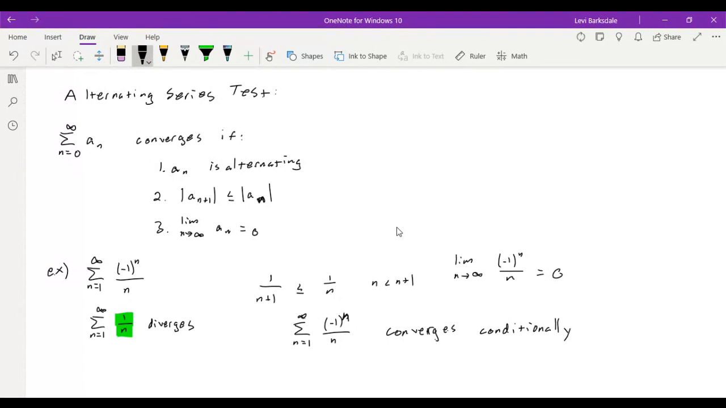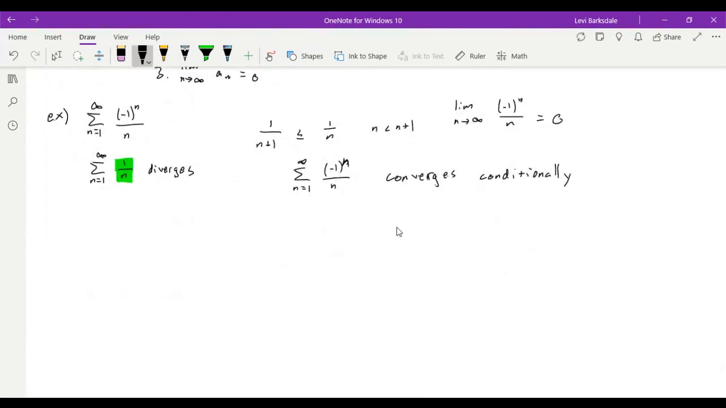If we'd instead taken the series sum from n equals 1 to infinity of -1 to the n over n squared, well, we saw that the non-alternating version of this series actually converged. And this alternating version also converges, but because the non-alternating version also converges, we say that this series converges absolutely. And that's the difference between conditional convergence and absolute convergence.